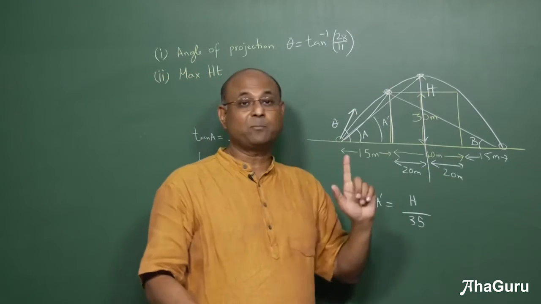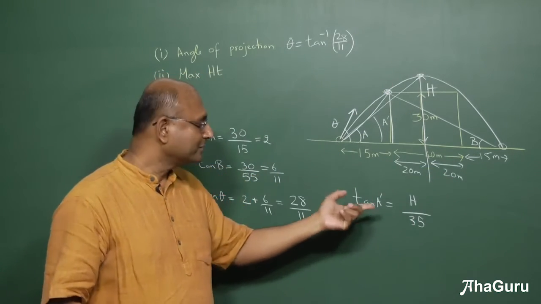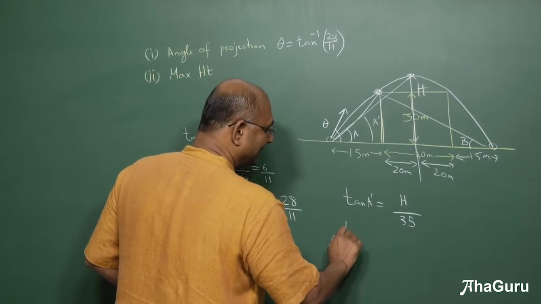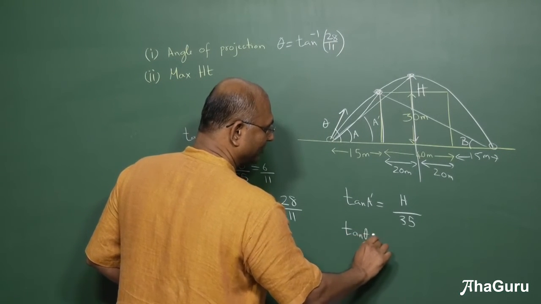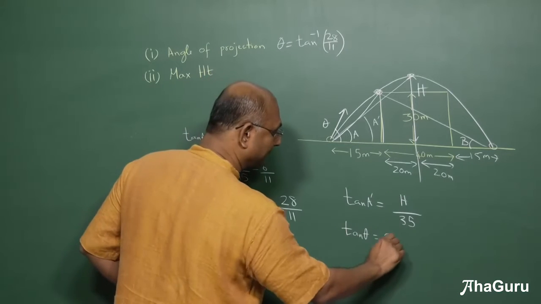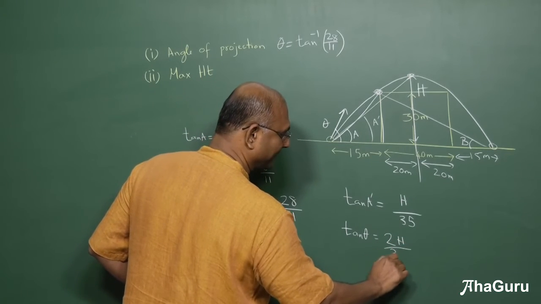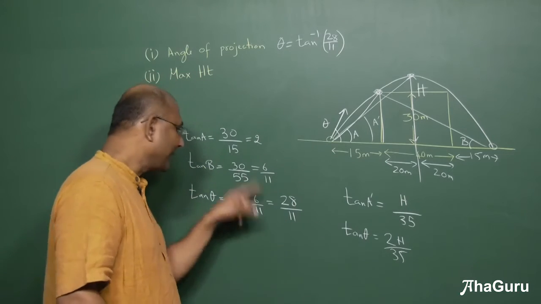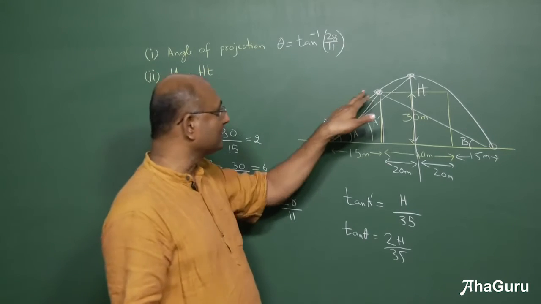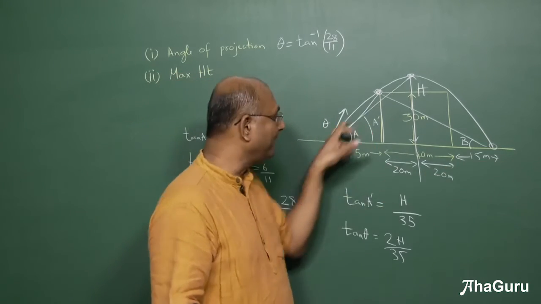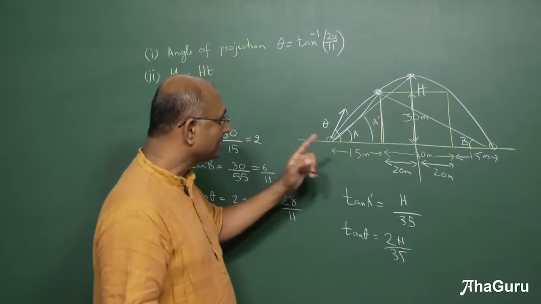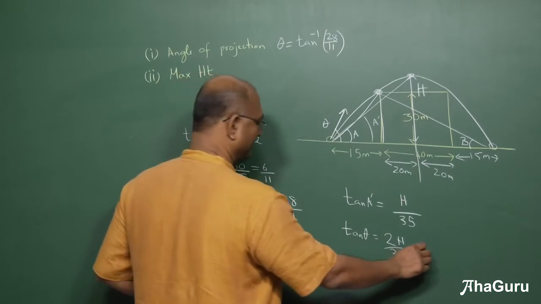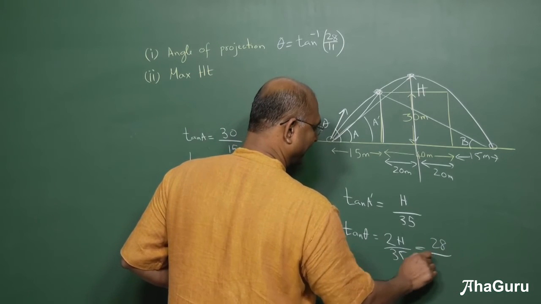What is tan B dash? Well, since it's a symmetric point, B dash is the same as A dash. So that will also be h by 35. So what is tan theta? Tan theta should be 2 times h by 35. Is that clear? But you already know tan theta is 28 by 11, because tan theta is also this plus that. Tan of A plus tan of B is tan theta. It is also equal to h by 35 plus h by 35. So 2 times h by 35 is 28 by 11.